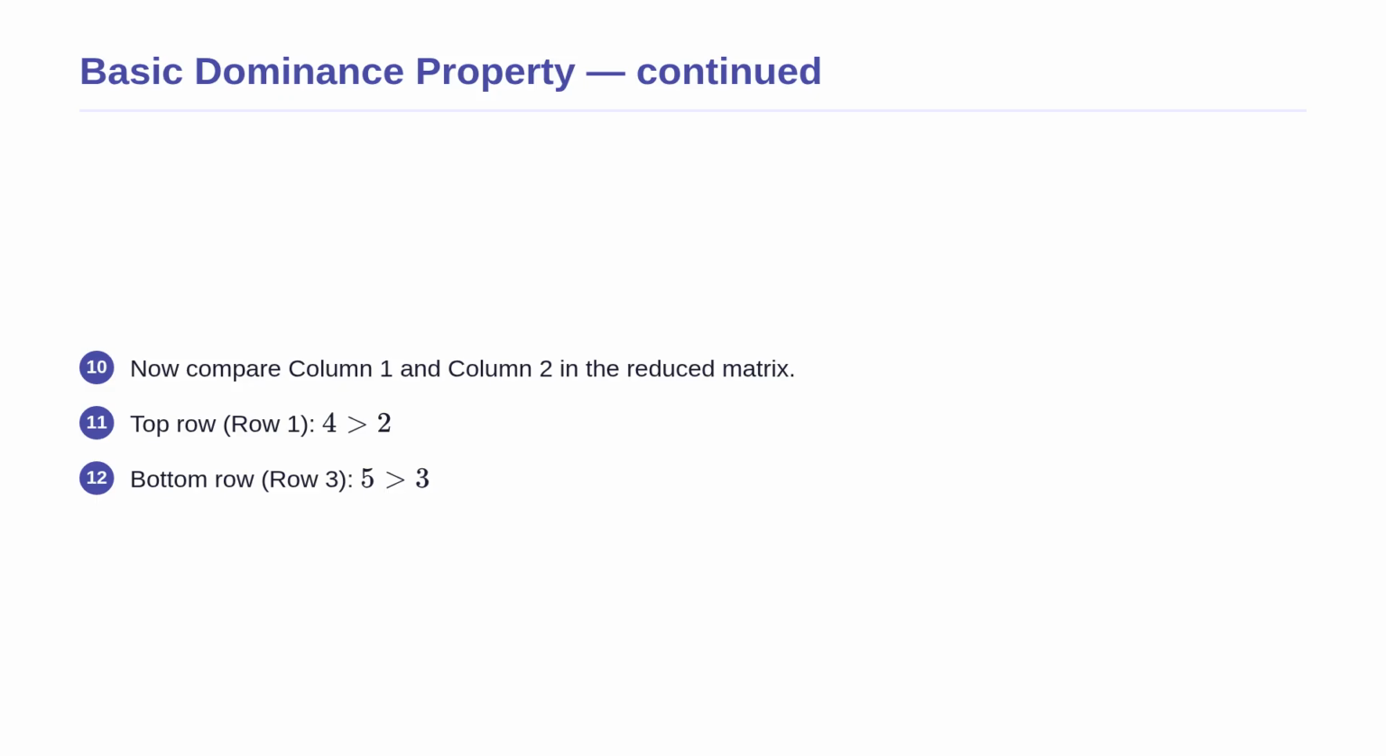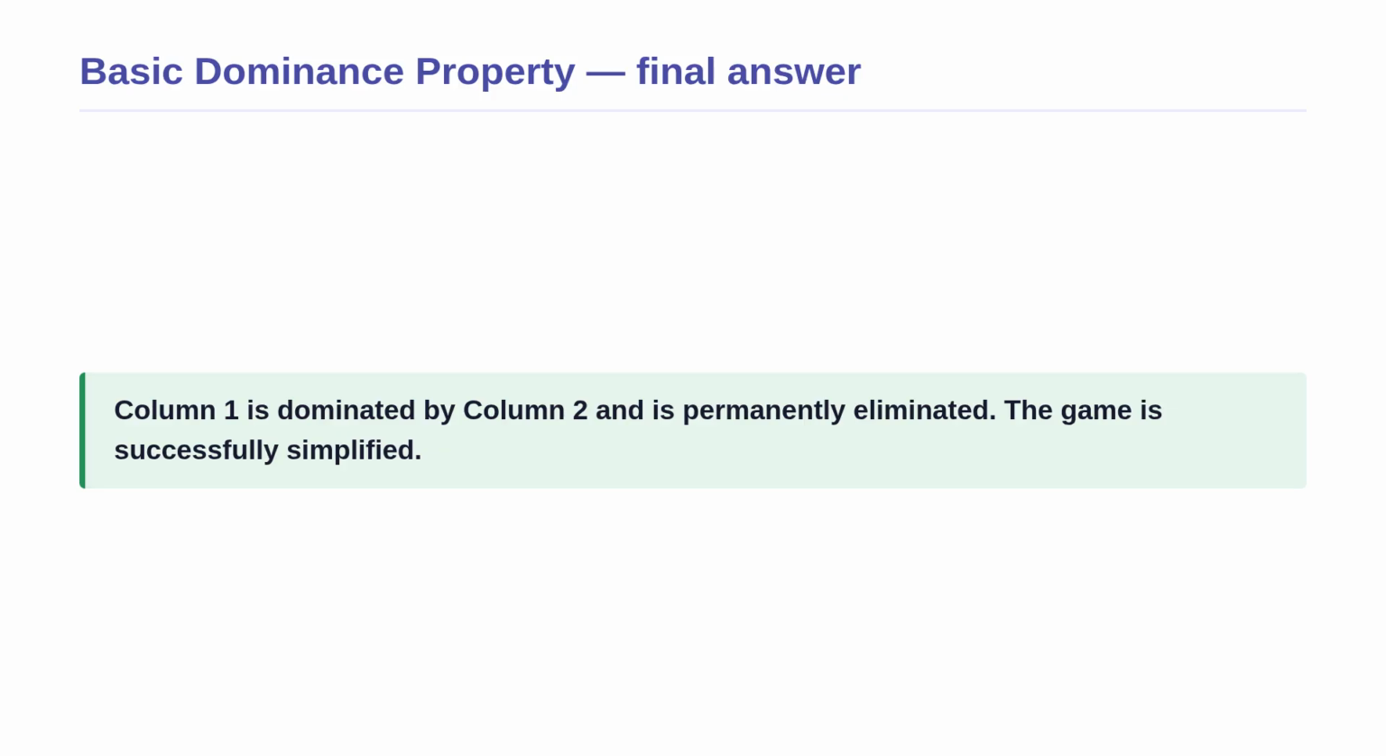Looking at the top row, the value in column 1 is 4, which is significantly greater than the value in column 2, which is 2. Looking at the bottom row, the value in column 1 is 5, which is again greater than the value in column 2, which is 3. In every possible scenario, column 1 forces player B to lose more points than column 2. Therefore, column 1 is a terrible strategy for player B. Because player B hates large numbers, column 1 is dominated by column 2 and is permanently eliminated.